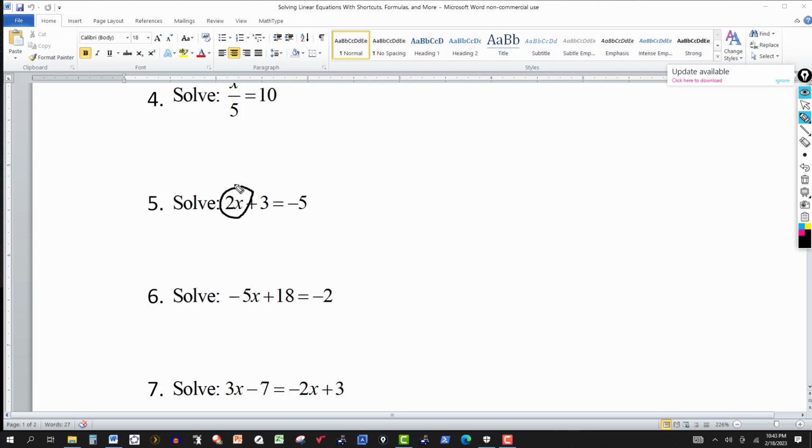So always look at the term with the x. That's the one you want to isolate. So we want to get rid of this 3. So the 2x stays intact. And the shortcut, again, just bring that over.